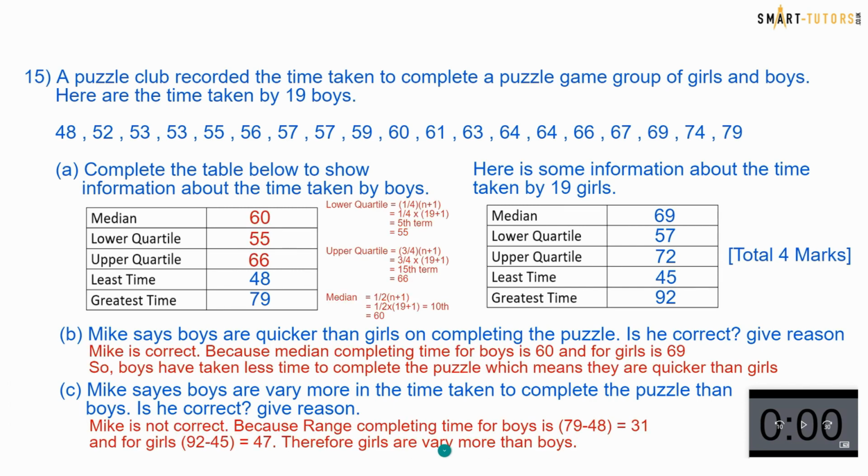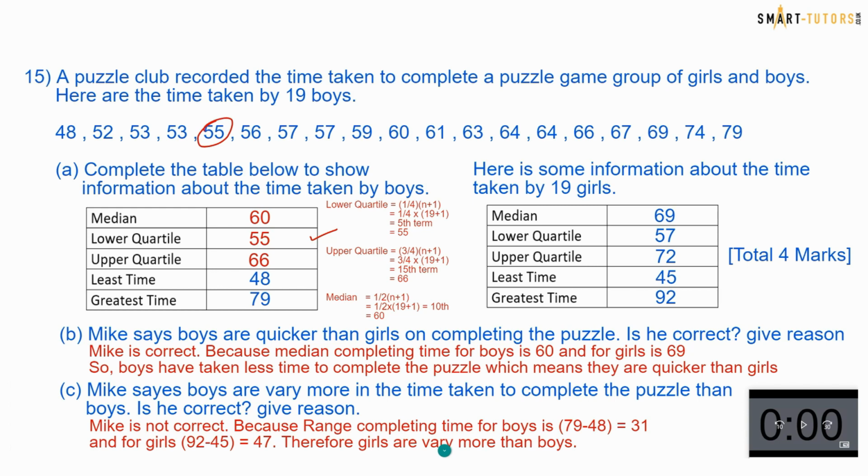Right, let's look at the first part, the lower quartile. You need to understand the formula: a quarter of n plus 1. N is the number of items, 19. So 19 plus 1 is 20. A quarter of 20 is 5. So the fifth term is the lower quartile, counting 1, 2, 3, 4, the fifth term is 55. And the upper quartile is 3/4 of n plus 1. So 3/4 of 19 plus 1, which is 20. 20 divided by 4 is 5.